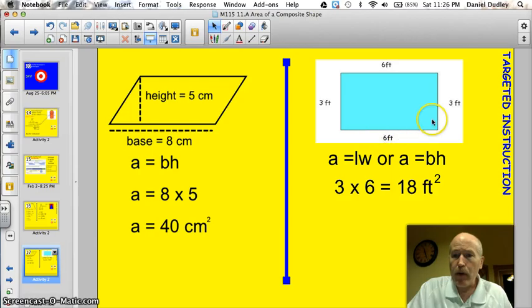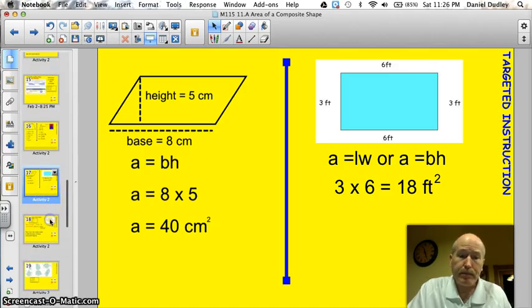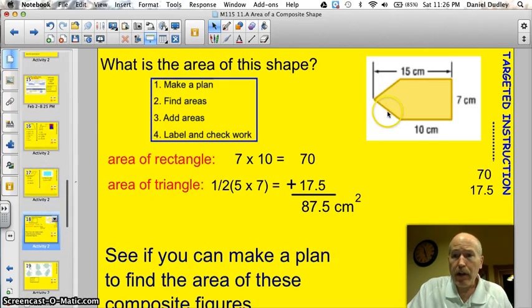And finally, the area of a rectangle. Some people say that the formula is length times width, or base times height. Either one works. This one here is 3 times 6, or 18 feet squared. All right, let's take a look at our first example for tonight. What is the area of this shape?